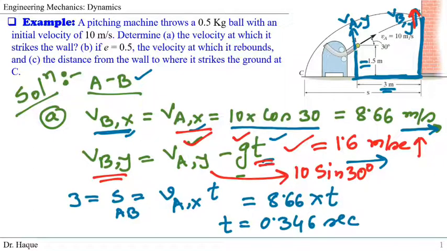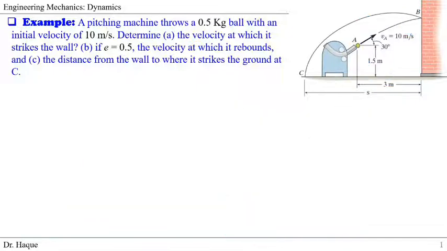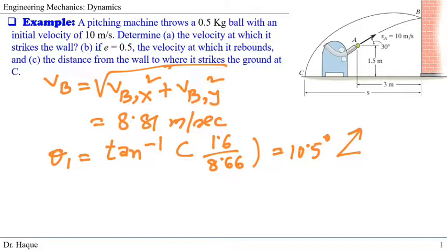So now, are we done? No, because the question asks for the velocity, not the component. So we have to find the velocity VB. We have the x component 8.66, y component VBY 1.6. So we can use the Pythagorean law and find the velocity VB. The VB would be this equation, and if we plug in the values of VBX and VBY squared, you should get the result 8.81 meters per second. So that is our answer.